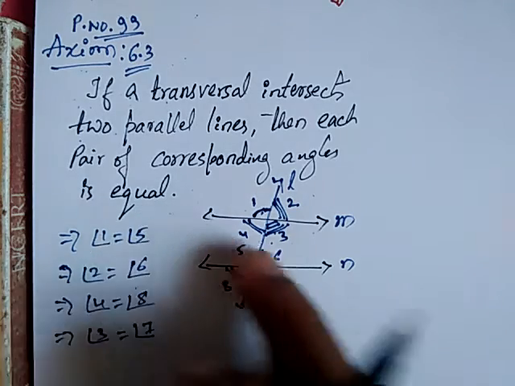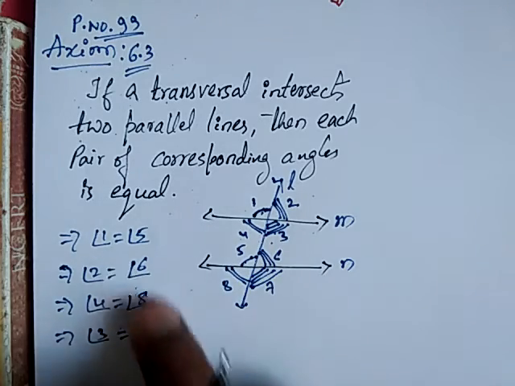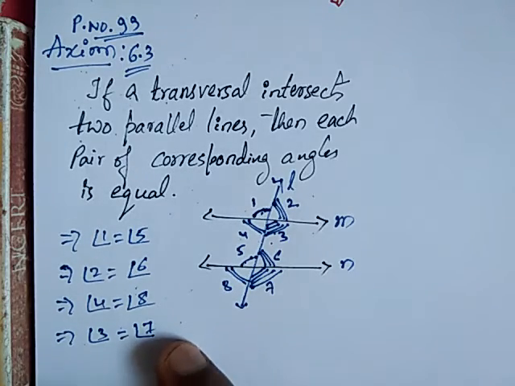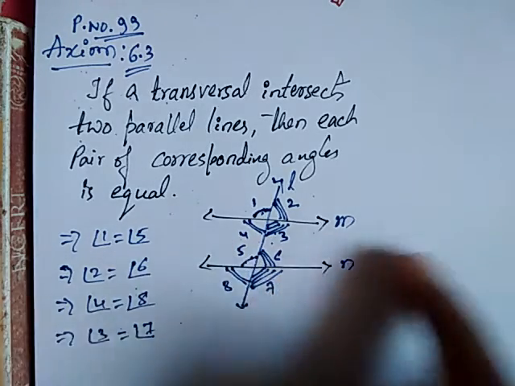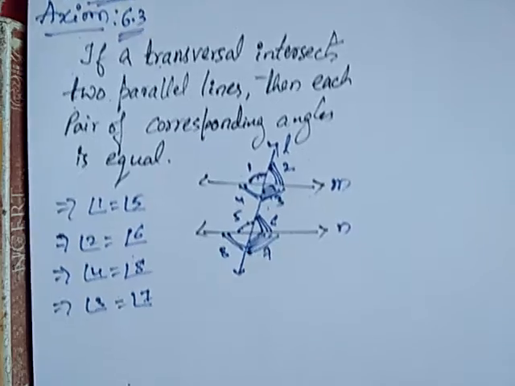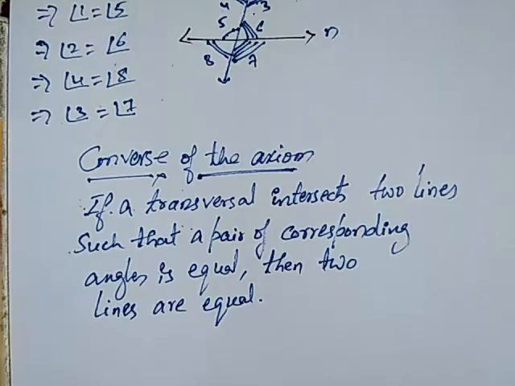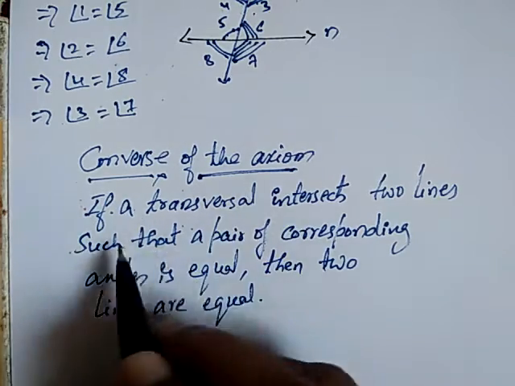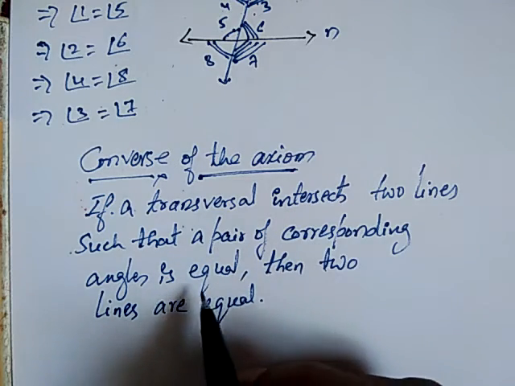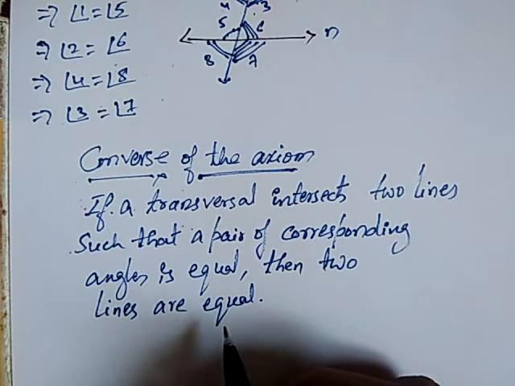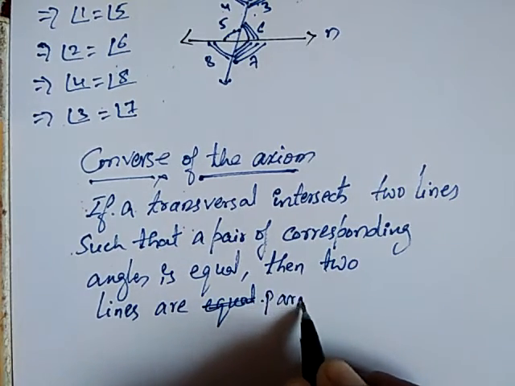Once the transversal intersects two parallel lines, automatically all the corresponding angles are equal, each pair will be equal. If the corresponding angles are equal, then the given two lines are parallel. That is the converse of the axiom. What is the converse here? You can see the converse of the axiom: if a transversal intersects two lines such that a pair of corresponding angles is equal, then the two lines are parallel.